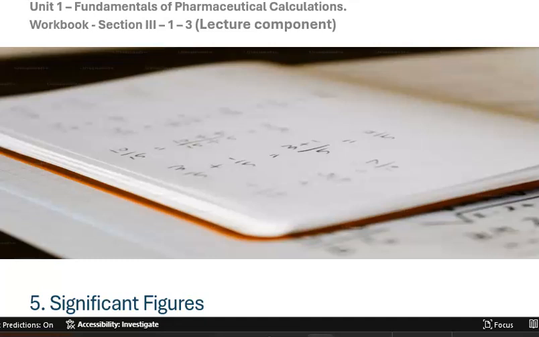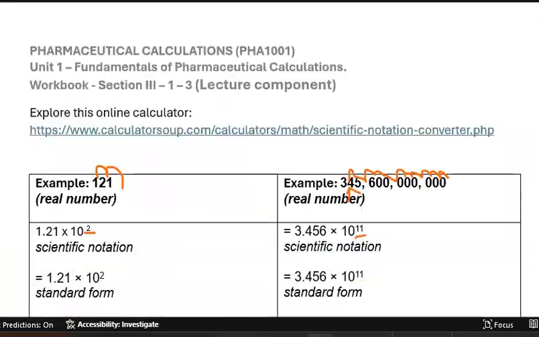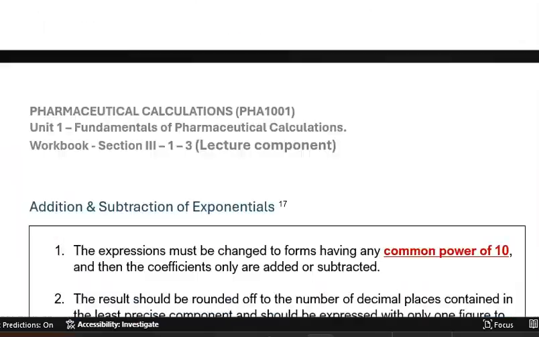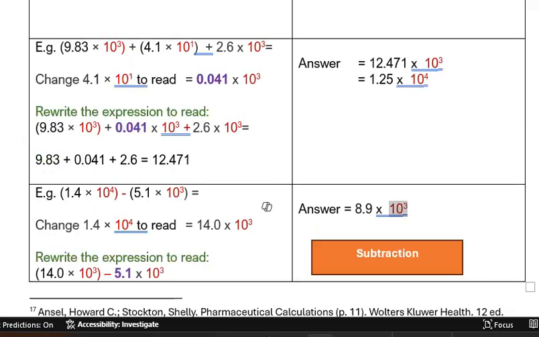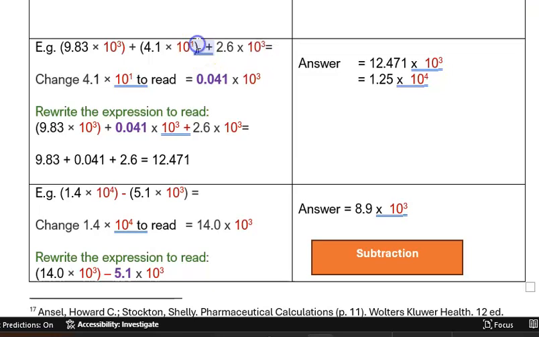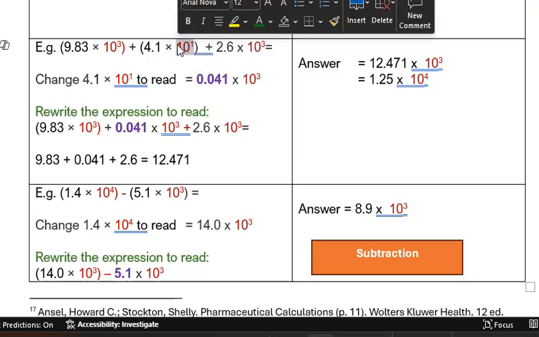The hardest one, I think, for standard notation is the addition and subtraction. Let me go down. Where the rule tells you convert everything. So this is 10 to the 3, 10 to the 3, and this is 10 to the 1. You have to convert this to 10 to the 3. Everything has to be in the same power for you to do your addition and subtraction. That's really it.